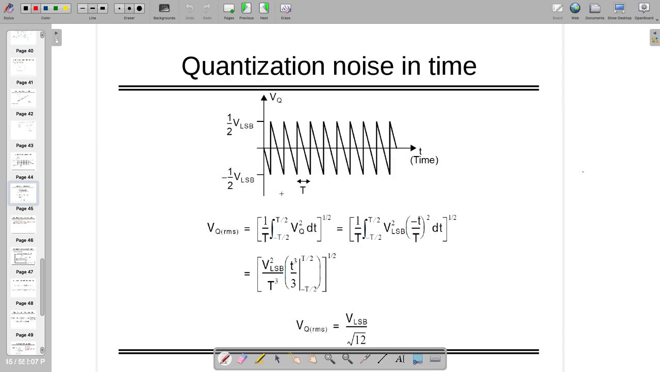If we integrate it from minus T by 2 to plus T by 2, or 0 to T, and if I am looking at the RMS value, the integral of VQ squared dt over 1 by T, I need to take the square root of that, and that will give me VLSB by square root of 12. So quantization noise has to be less than VLSB by square root of 12. With VLSB equal to VREF by 2^n, that much quantization noise in RMS you are going to see in this approach.